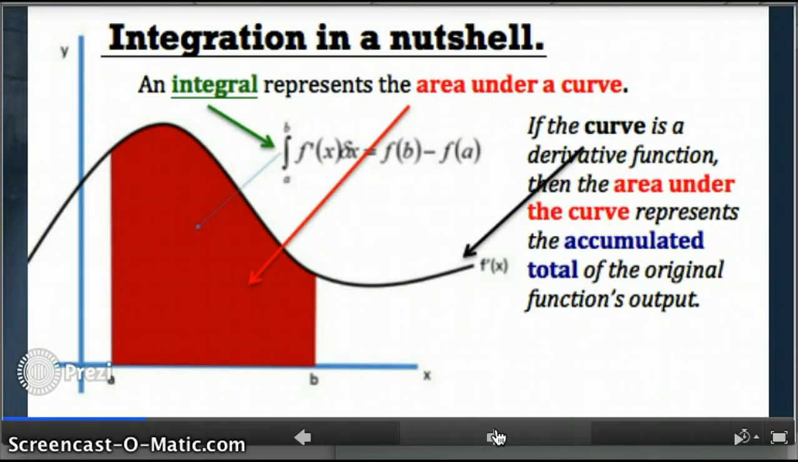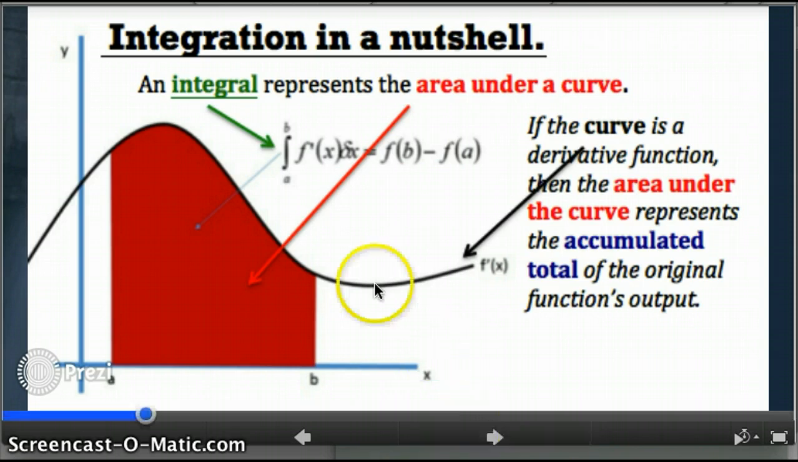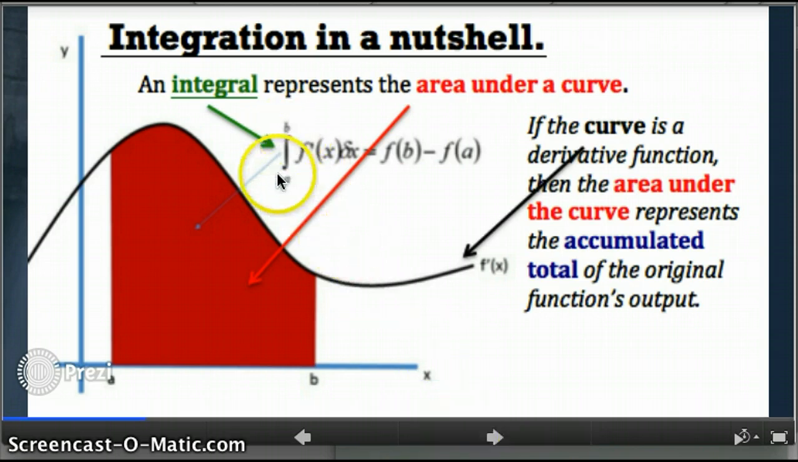Basically, an integral, which is represented using this kind of elongated S notation, anytime we take the integral, we are representing the area under a curve of a particular function. Mathematically, you can kind of get the idea we're talking about functions, and this red space is the area. Well, why do we care about the area?